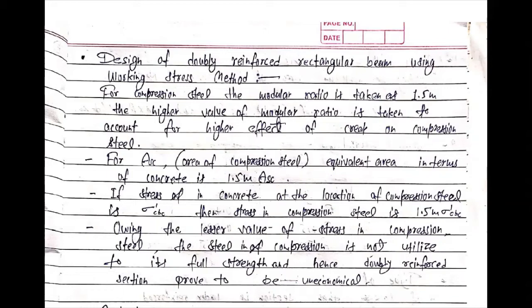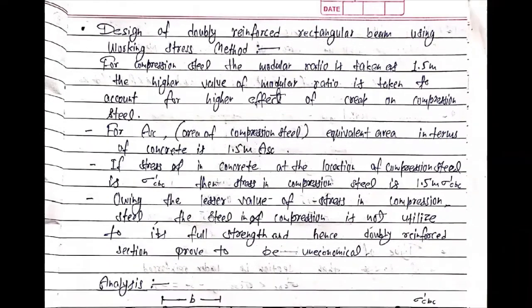For ASC, area of steel under compression, the equivalent area in terms of concrete is 1.5 m ASC. If stress in concrete at the location of compression steel is sigma dash CBC, then stress in compression steel is 1.5 m multiplied by sigma dash CBC. So because we have taken 1.5 m, every value is to be multiplied with 1.5 m only.